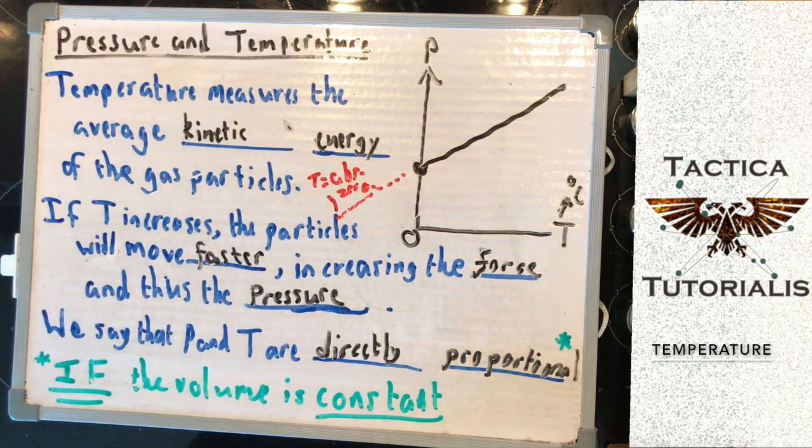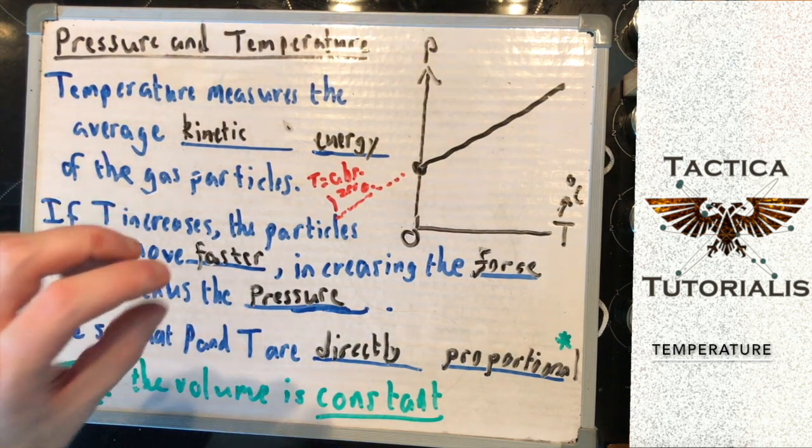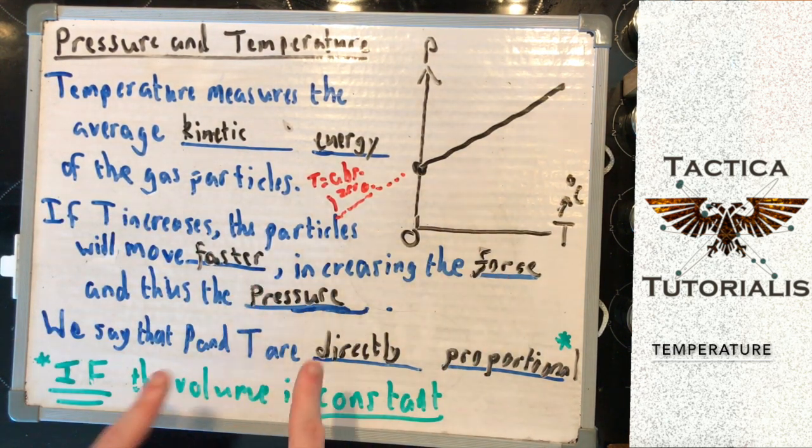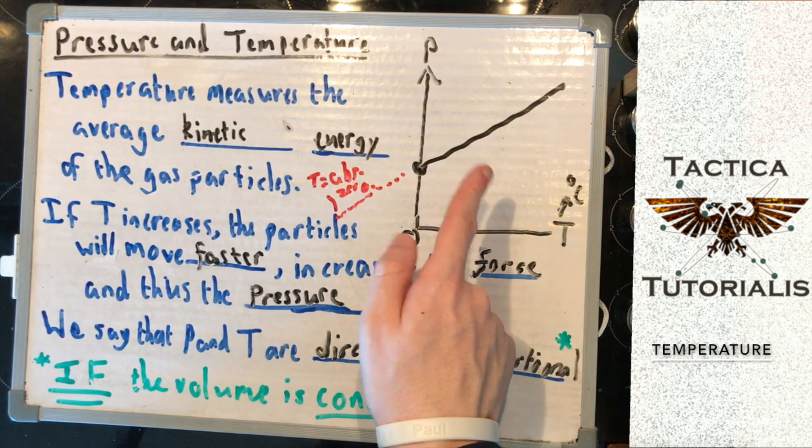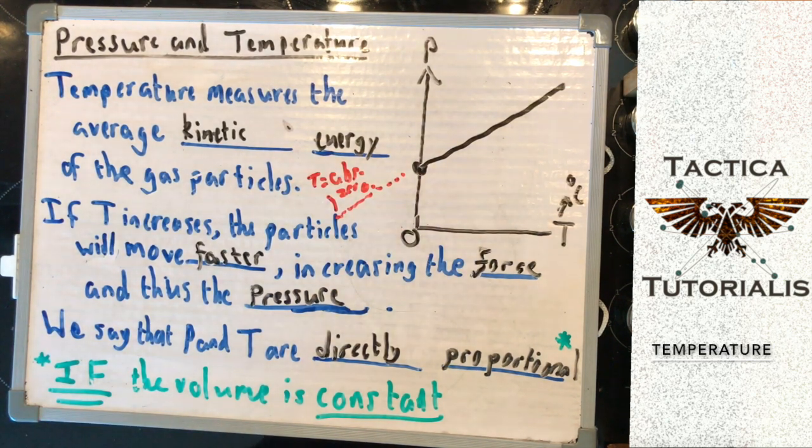So those are your notes on pressure and temperature. Average kinetic energy, thus increasing speed, force, pressure, directly proportional if volume is constant. And please do draw that graph correctly if you had a go at it and got it wrong.